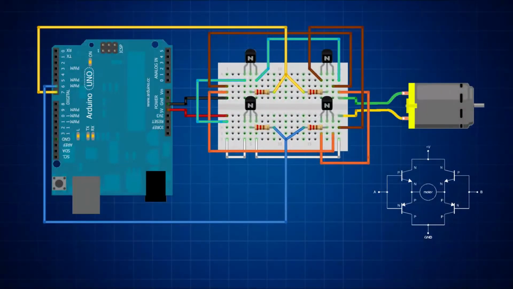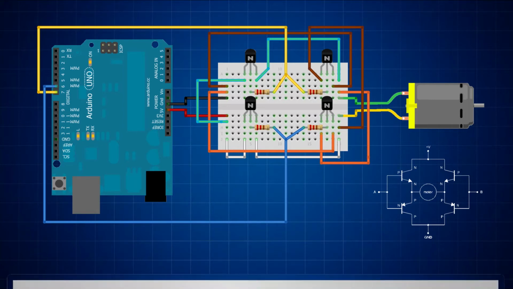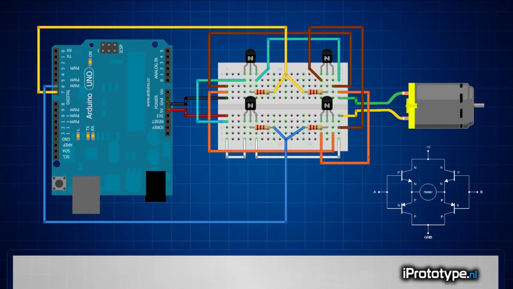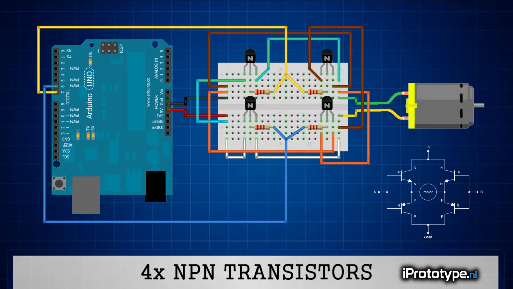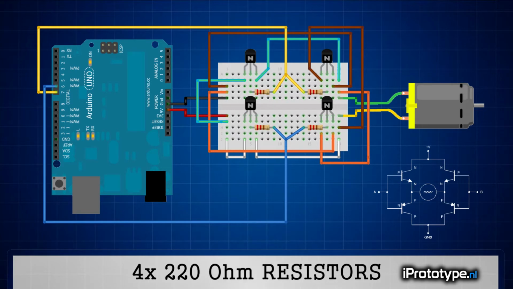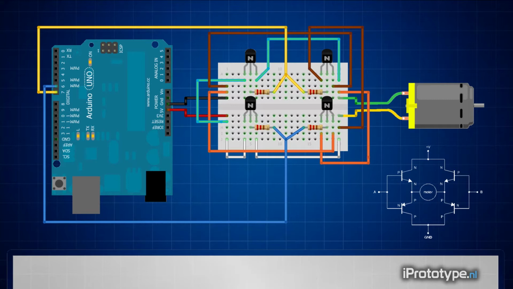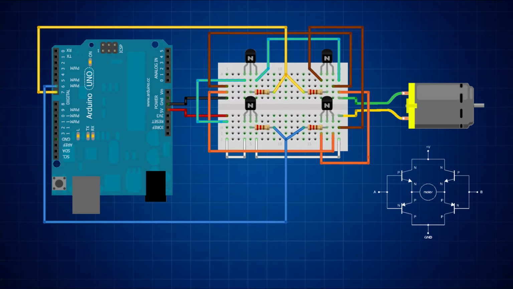The blueprint of the circuit that you see here can be downloaded in the description bar below. What you need for this circuit with the H-Bridge are the following components: an Arduino Uno, a breadboard, jumper wires, 4 NPN transistors, 4 220 ohm resistors, and a DC motor.